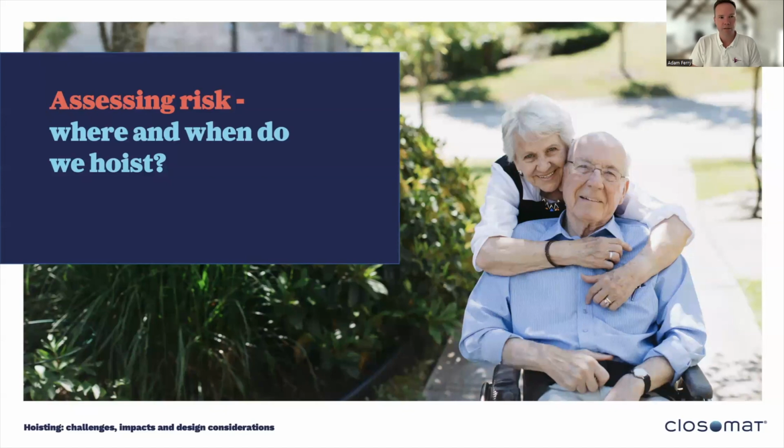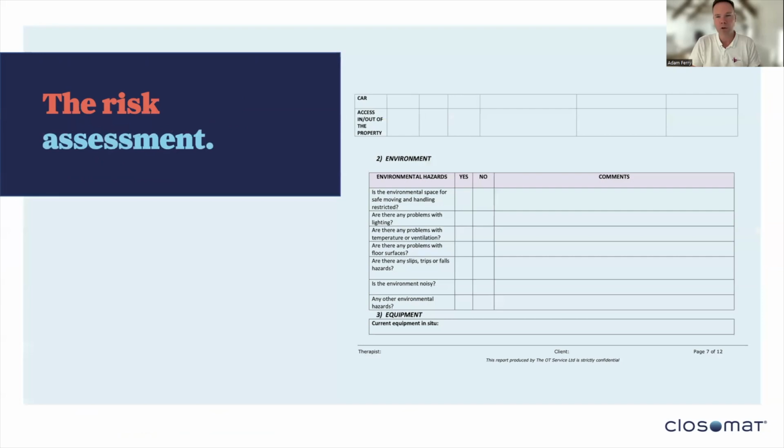So, assessing risk: where and when do we hoist? I've done that as the starting point because I think we're all quite familiar with the idea of TILE risk assessment. So I haven't gone into huge amounts of depth about TILE in this. We delivered a different webinar for Closomat about proportionate handling, so the idea of single-handed care or proportionate handling. And in that, we talked in much more depth about TILE and how to apply it. So please take a look at that webinar on Closomat's YouTube channel or on their website. And I'm sure someone will put the link to that also in the chat box.